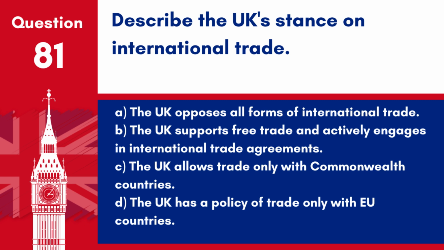Question 81. Describe the UK's stance on international trade. A. The UK opposes all forms of international trade. B. The UK supports free trade and actively engages in international trade agreements. C. The UK allows trade only with Commonwealth countries. D. The UK has a policy of trade only with EU countries. Answer: B. The UK supports free trade and actively engages in international trade agreements.